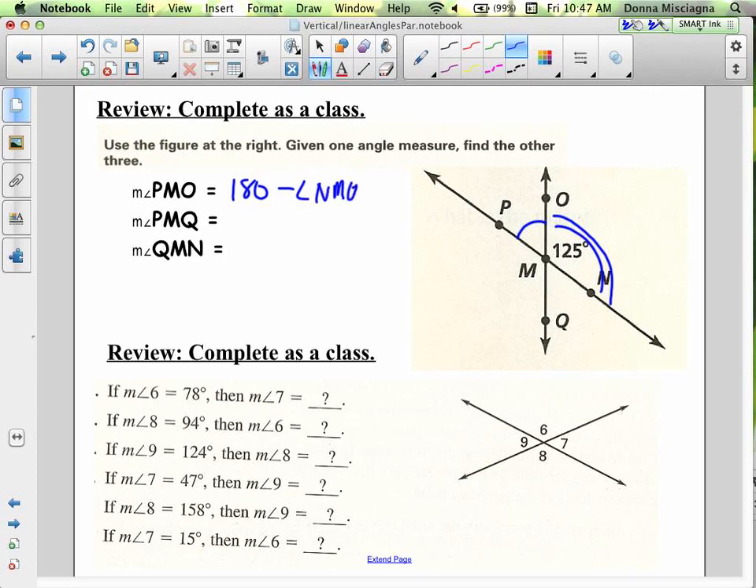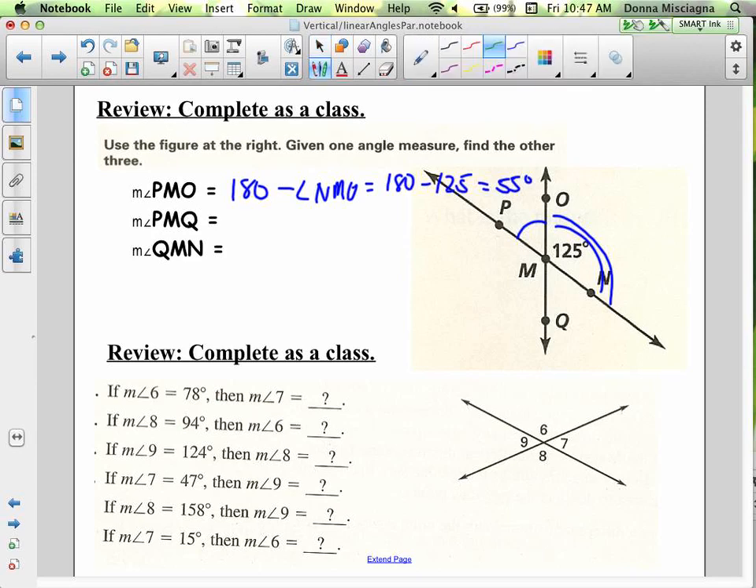And we know the measure of angle NMO because it's in the diagram. So that's just going to be 180 minus 125, which is 55 degrees. So that's all there is to it. If you know one angle and you want to know the measure of the other angle in the linear pair, you just have to subtract from 180.